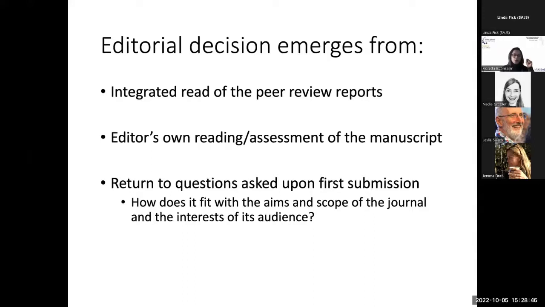Then we also, as editors, do our own reading or assessment of the manuscript. And this involves the third point here, asking again the question that we asked at the beginning of the process: how does this fit with the aims and the scope of the journal and with the interest of its audience? So our own reading and assessment of the manuscript answers this specific question.